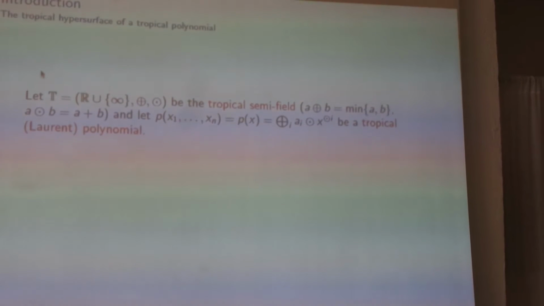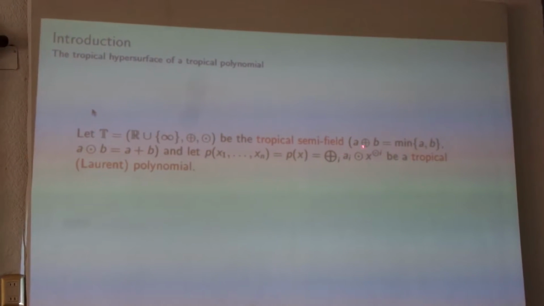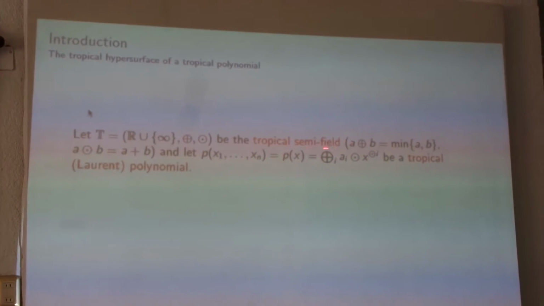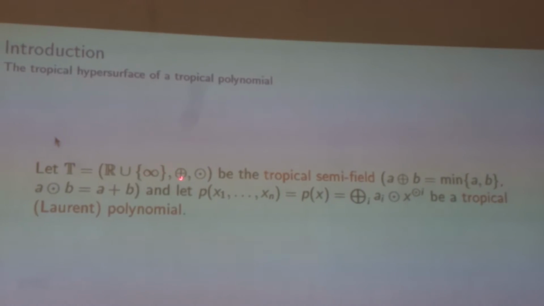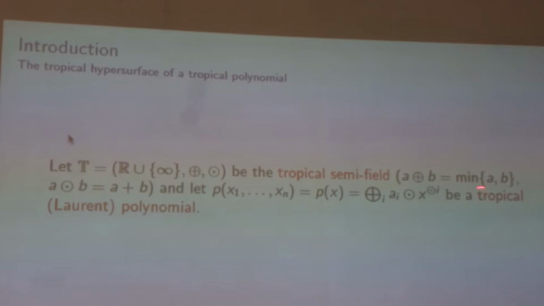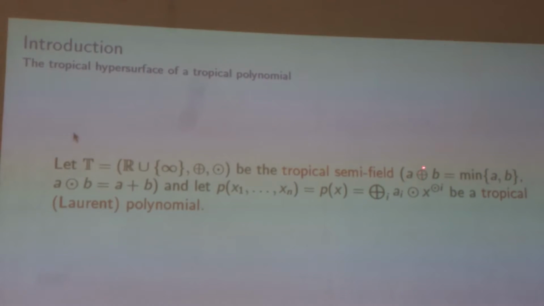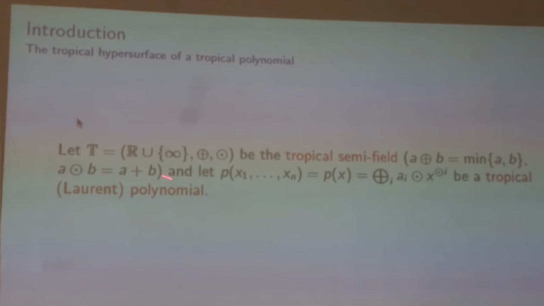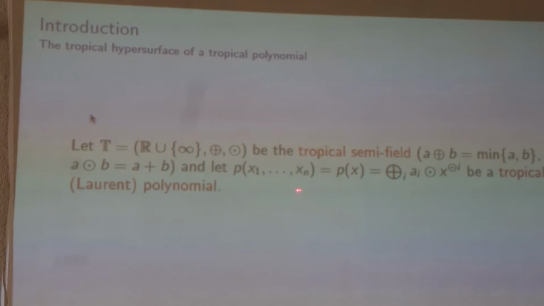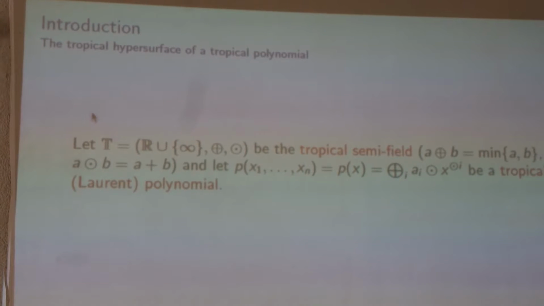Let me start by introducing the tropical semifield. If some of you don't know it, it's just R with infinity and 2 operations. This operation, a plus inside the circle, will be the minimum, and the dot inside the circle will be the sum. And I will consider a tropical Laurent polynomial there.